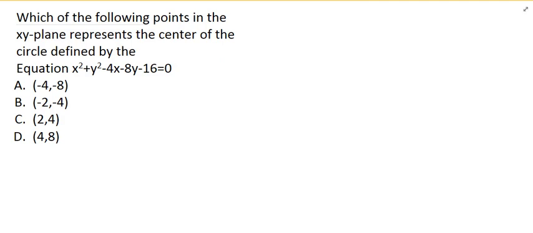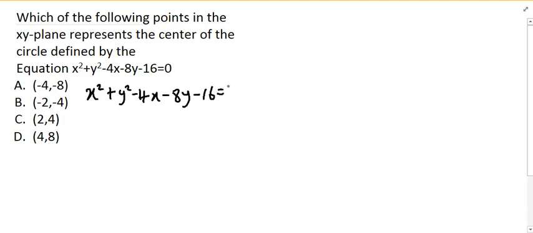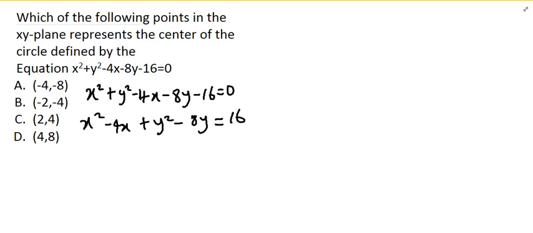So one thing about any equation in general form is that you have to write it in the standard form. So x squared plus y squared, let me just write the equation again, minus 4x minus 8y minus 16 equal to 0. So let's have x squared minus 4x plus y squared minus 8y equal to, I'm moving this 16 over. 16 is just a constant in this equation, so I'm going to move it over.